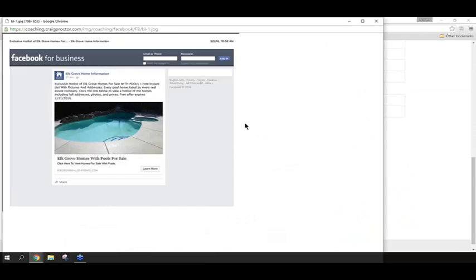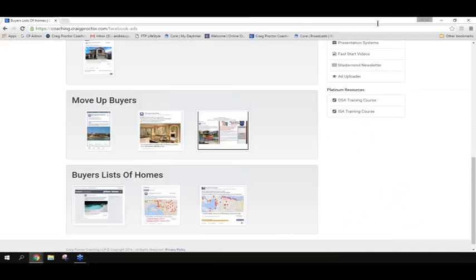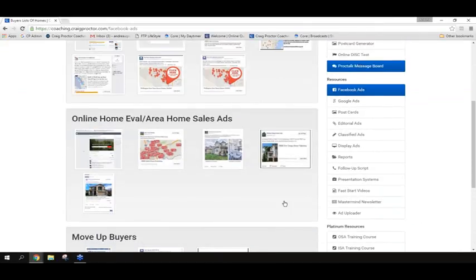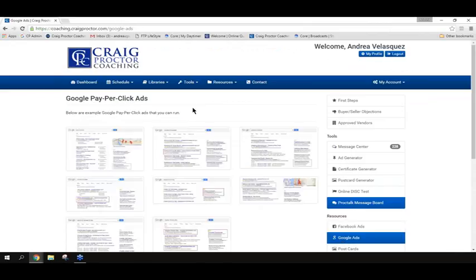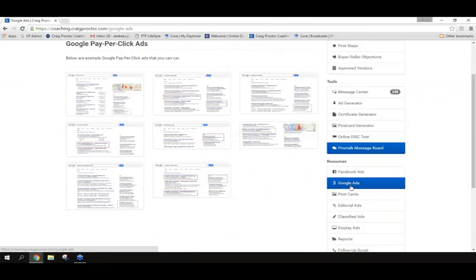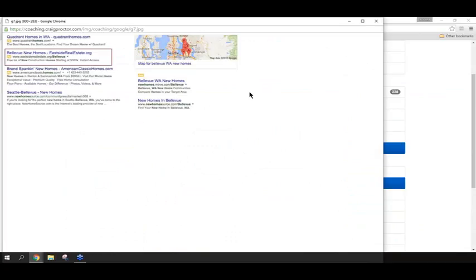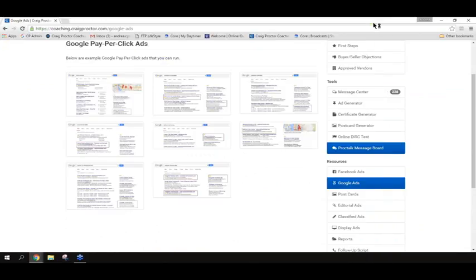I know. So this is just an example. You could just click on it, and it gets bigger for your viewing pleasure. Perfect. Okay, now go to Google. Those are Facebook ads. That's where you find them. Just copy, copy, copy. Go to Google. Here's a whole bunch of Google pay-per-click ads. You can click on any of them and enlarge them. Okay, so easy.